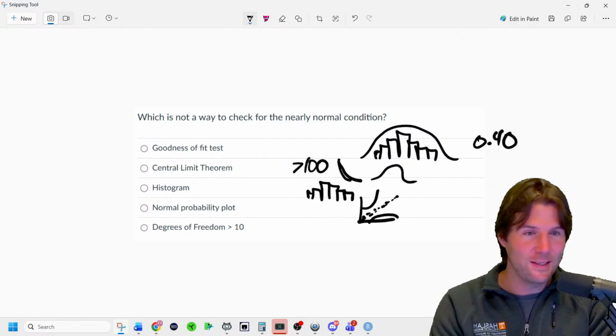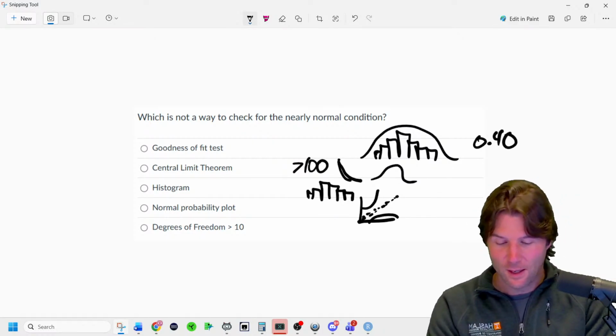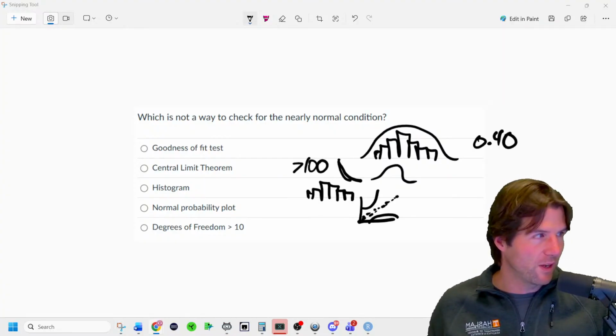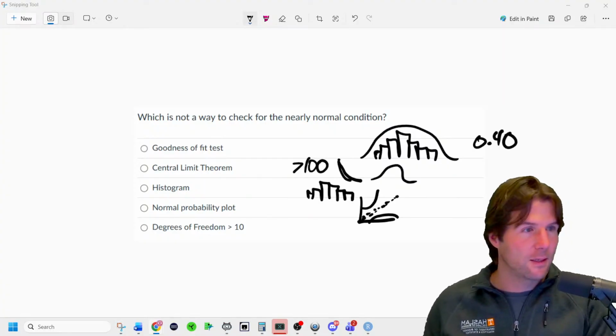It is E. Good guess, though. It's E. The central limit theorem is basically the large enough n condition. And the central limit theorem, good guess.